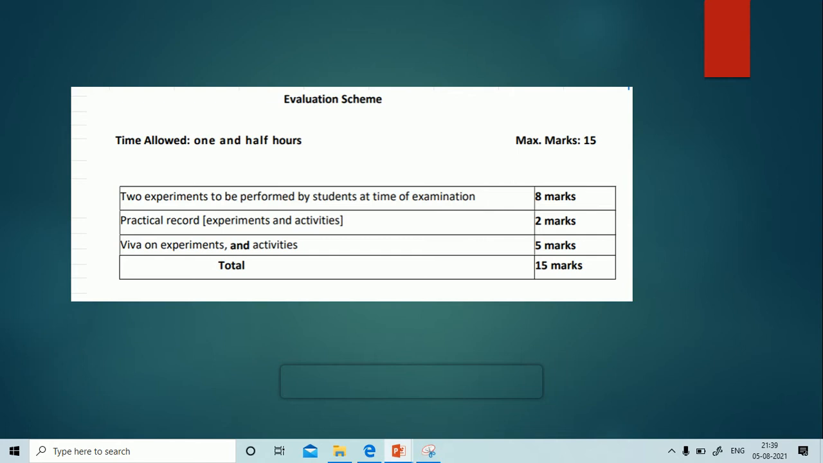Practical record to be submitted for 2 marks. 2 marks will be allotted for the practical record. Viva voce and the activities will be given 5 marks. In total you are going to have a practical session for 15 marks.